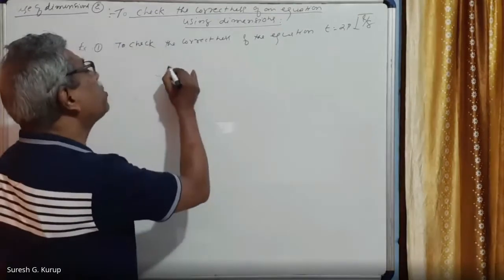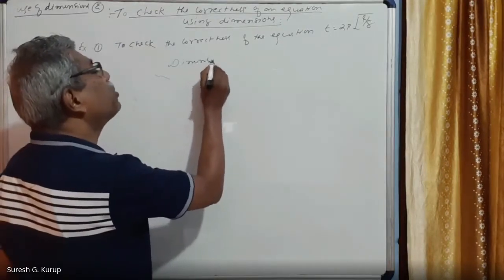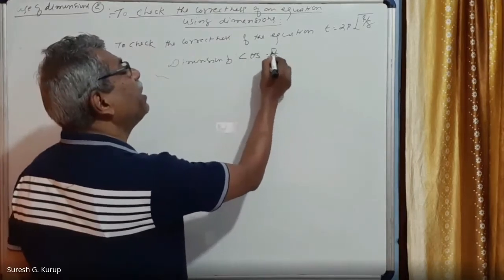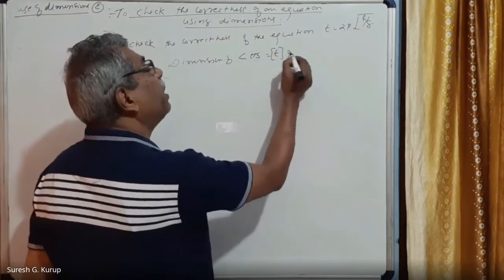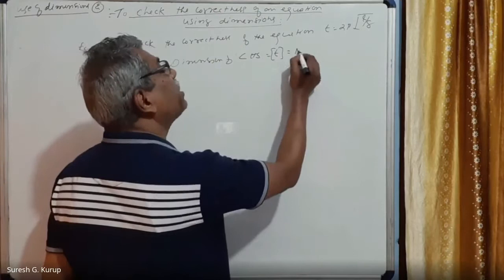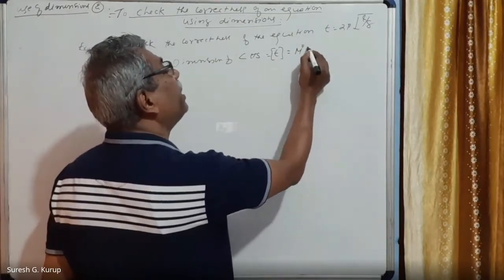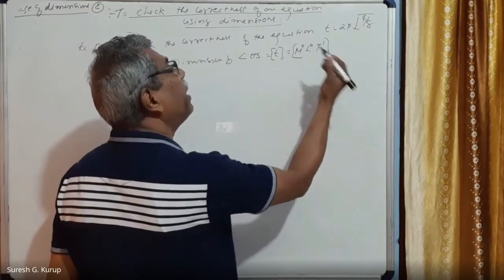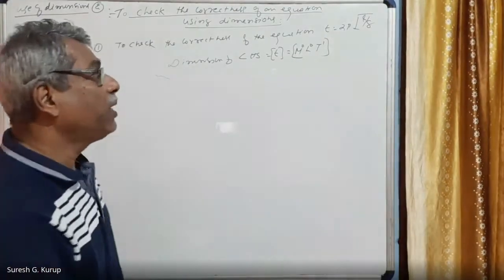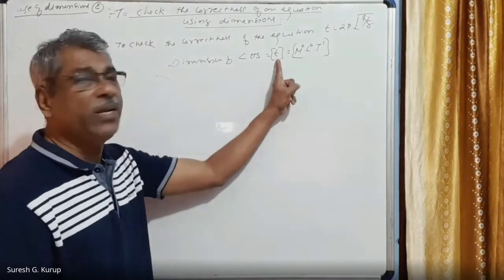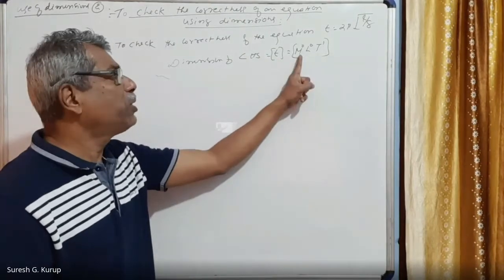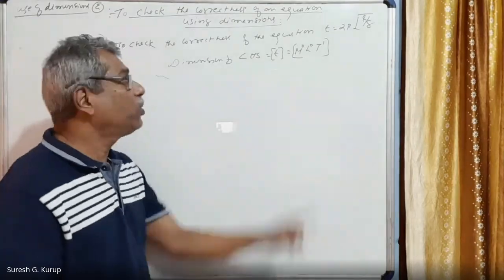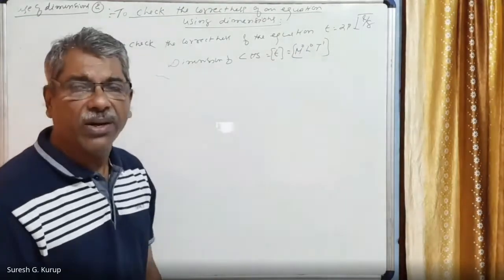Dimensions of LHS. LHS is T, which means time only. Time has no mass and no length, but time is 1. So it is M raised to 0, L raised to 0, T raised to 1, because only T is there. M is not there and L is also not there. For that we put M raised to 0, L raised to 0, but in place of T, we write T raised to 1.